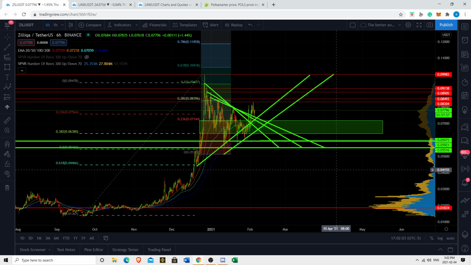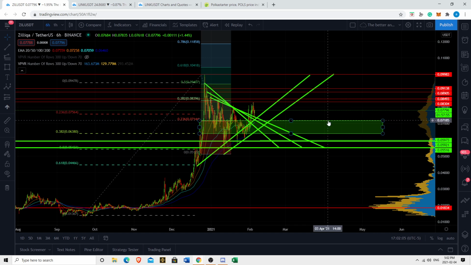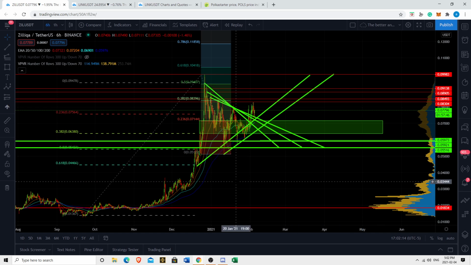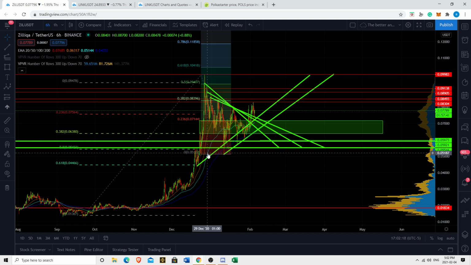for Zilliqa. This is where I would look to accumulate Zilliqa, and where I would expect Zilliqa to find at the very least temporary support if we were to correct, given that in the hourly time frames we're seeing some weakness and some overboughtness. So let's begin by explaining what's going on here. We'll start taking some things away.